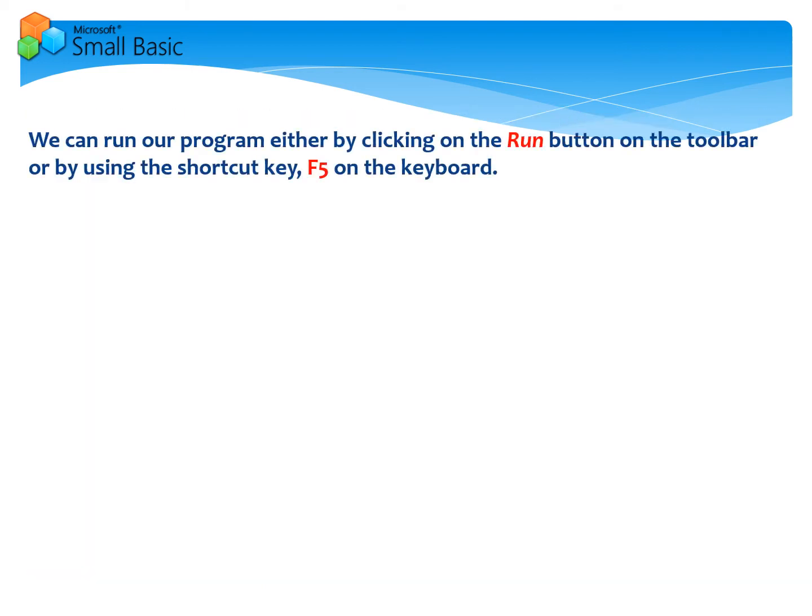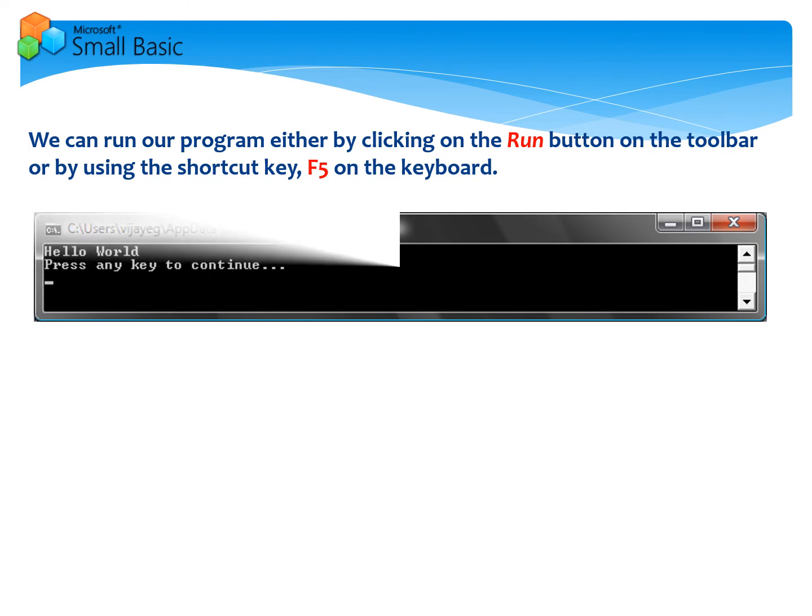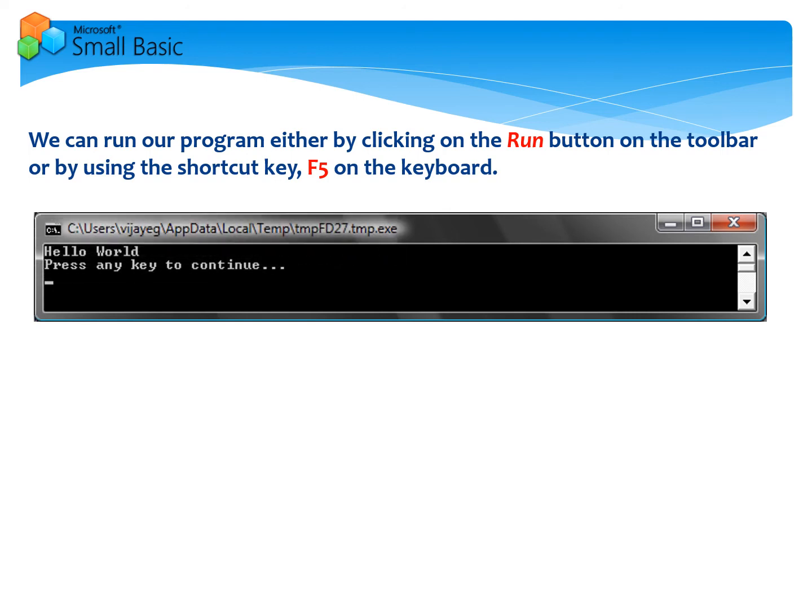When we write a small program, you have to run it and see how it works. For that we have two options. One is a button called Run on the toolbar, or we can simply press the F5 key on the keyboard. Once you run the program, it displays Hello World. It's a text editor, you can see it.